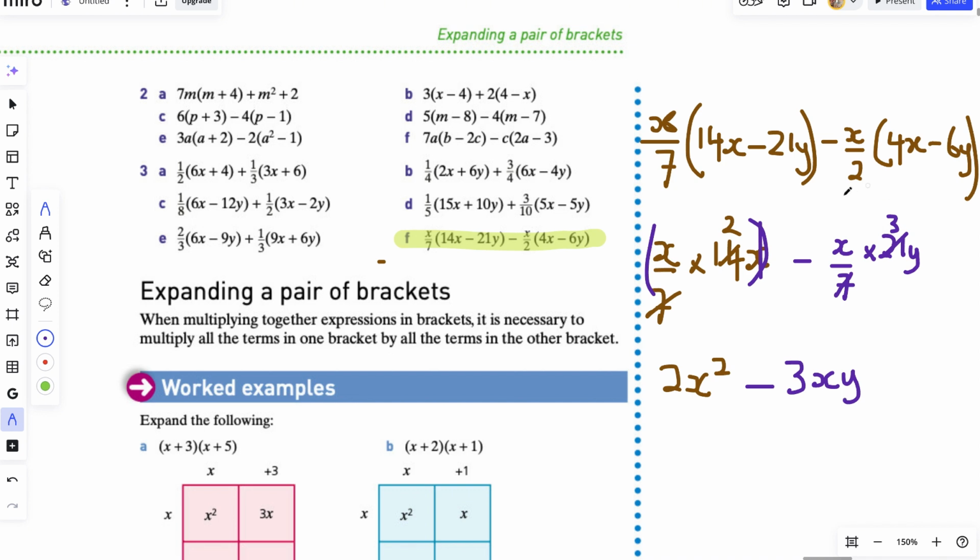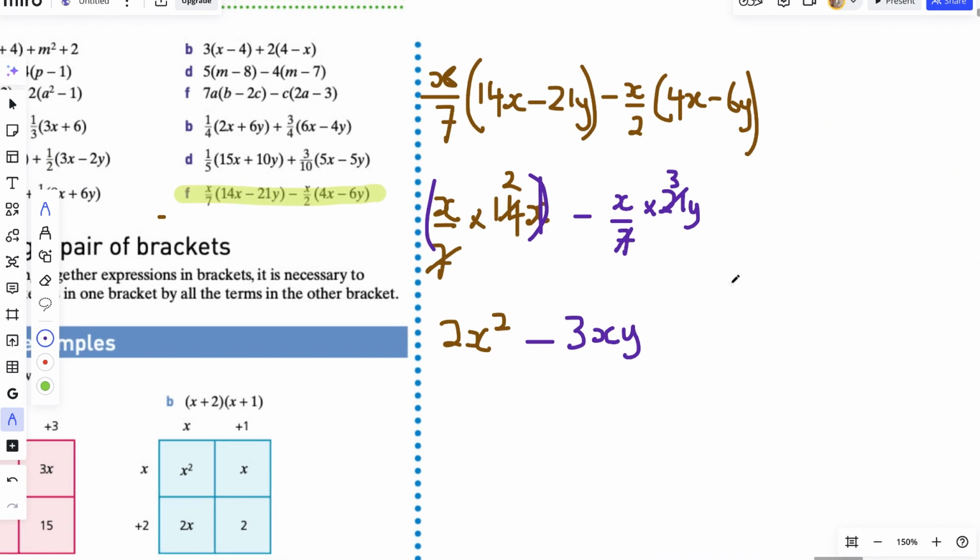Then we are done with this first bracket. We're done with using what is outside this bracket to multiply what is inside the bracket. We're done with the first segment. Now we move on to the second segment. Now to do the second segment, this is what we do.